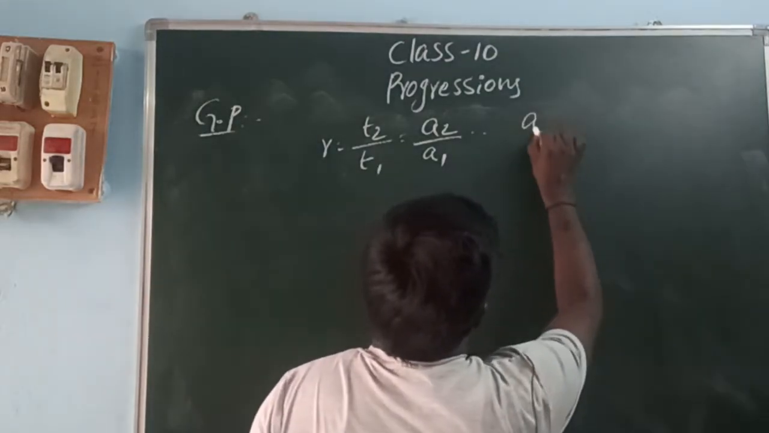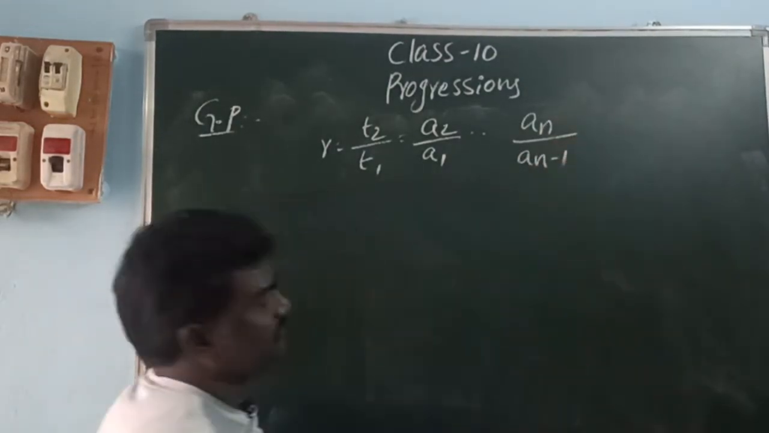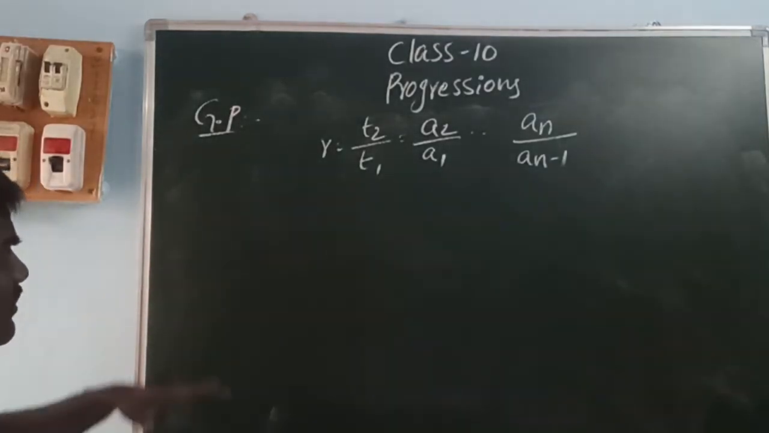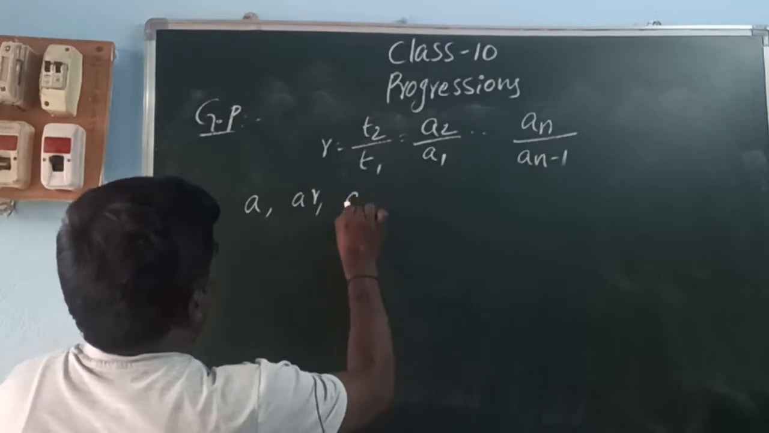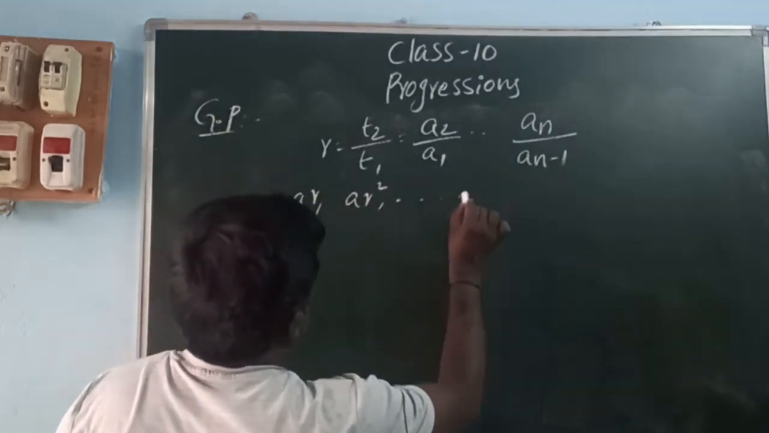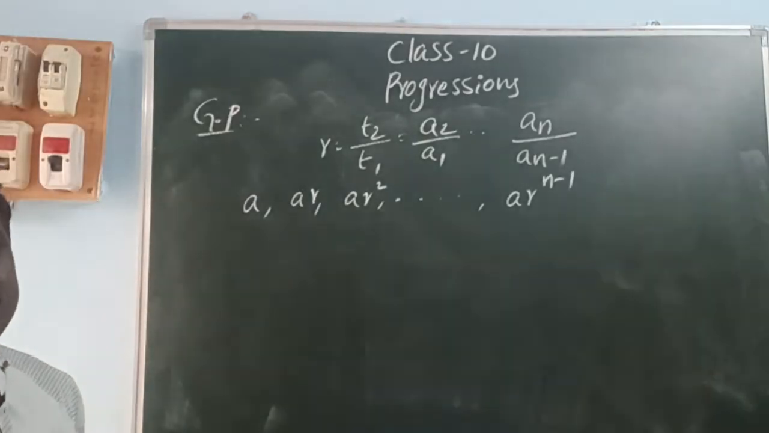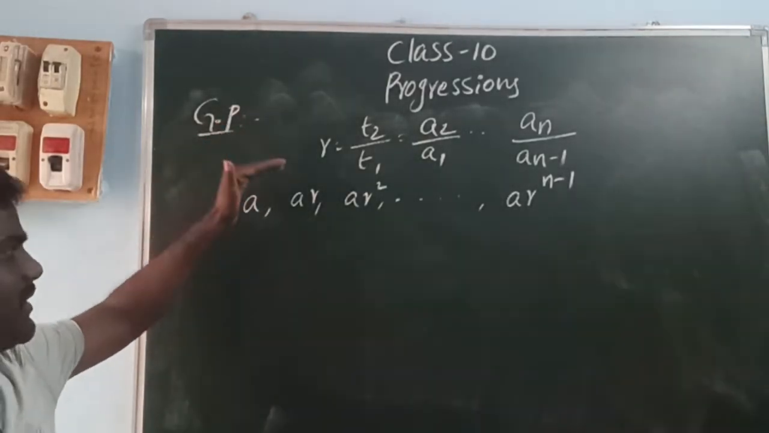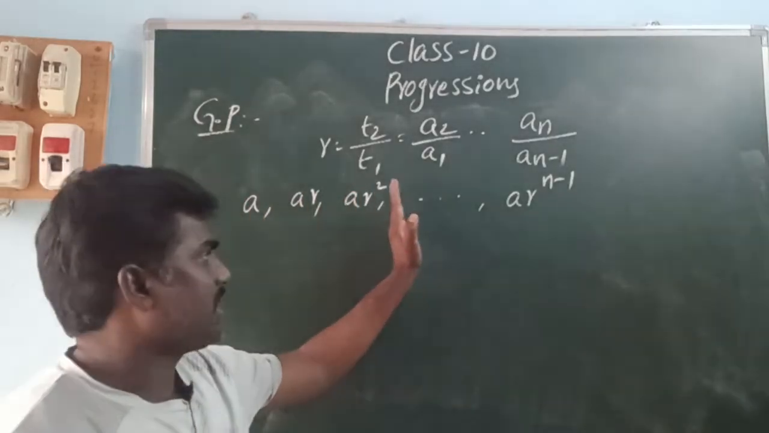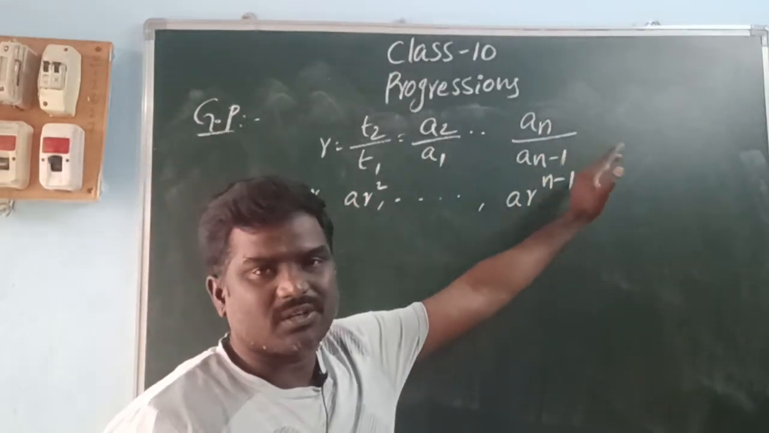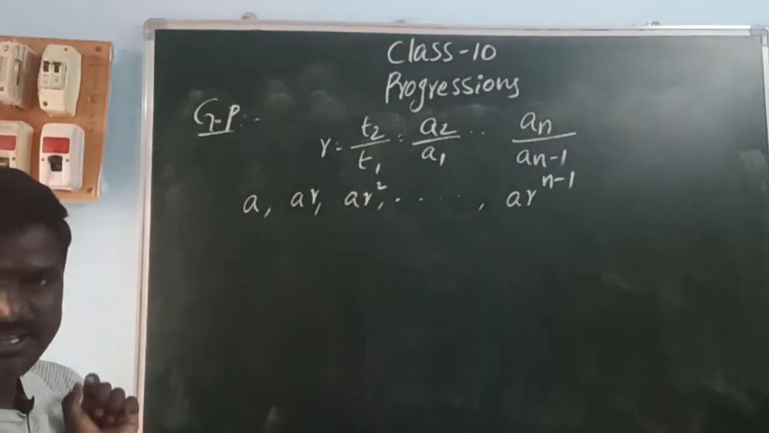So here, an by an minus 1. The general form of geometric progression is a, ar, ar square and so on, ar to the power of n minus 1. This is the general form of geometric progression.